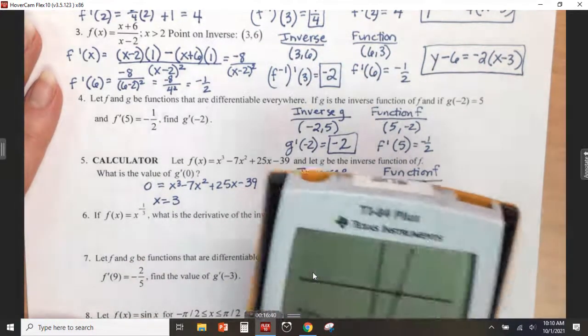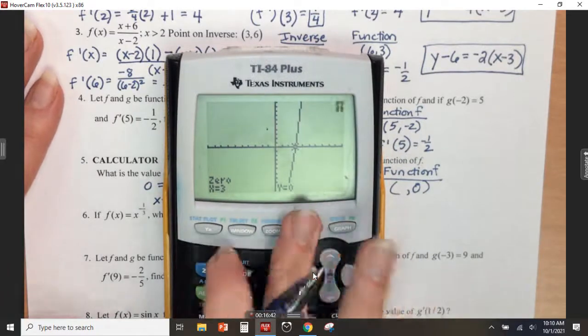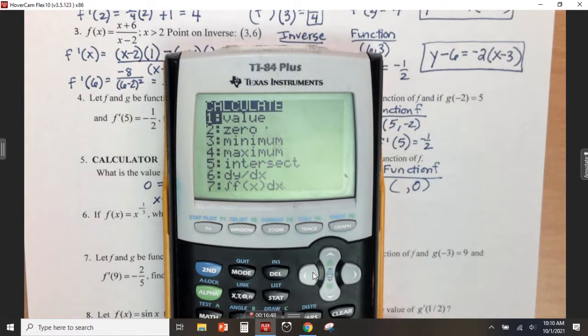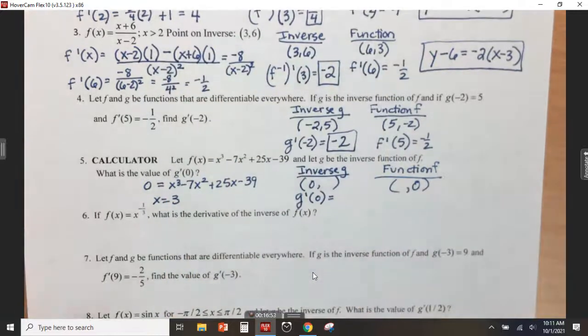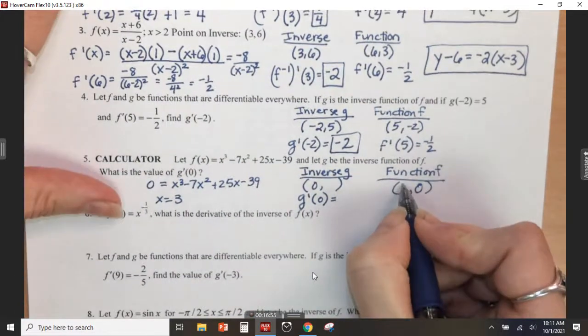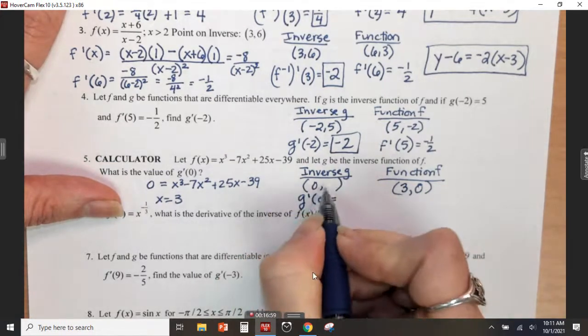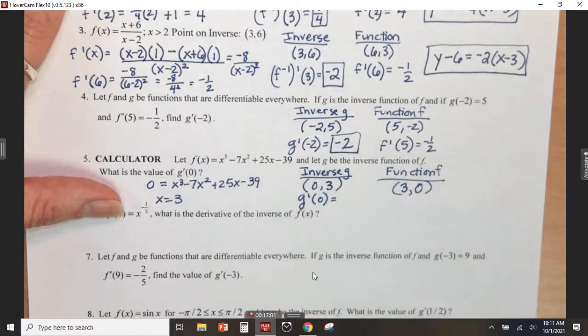Second and the trace button for the calculate menu, 2 for 0. And you have to arrow to the left and the right and press enter after each one to tell it where to look, because there could be multiple zeros and it can only find one at a time. All right, so we have the x coordinate is 3 on this function when y is 0. So the 3 would also go here in my inverse.